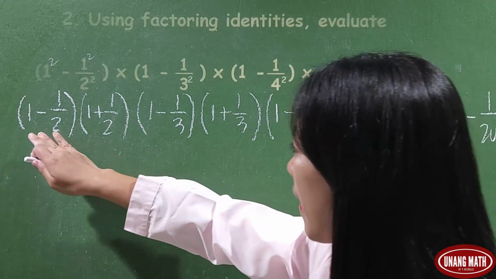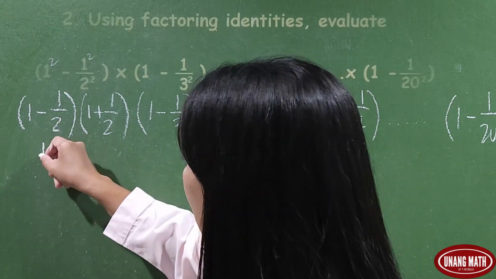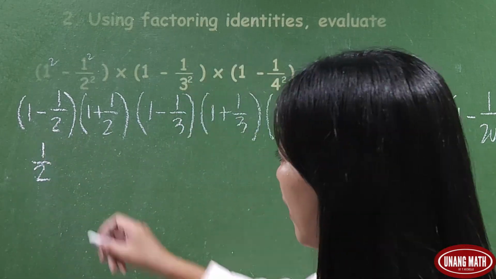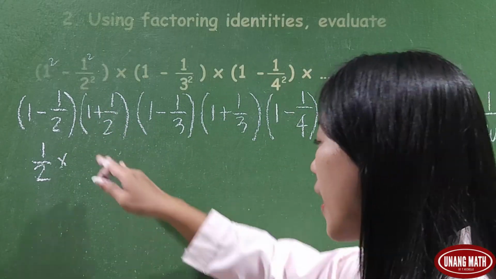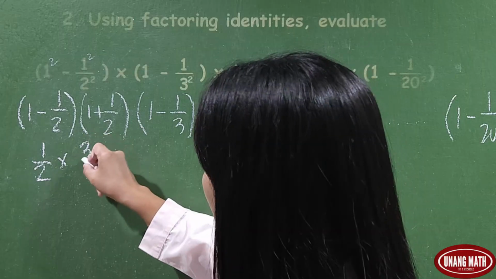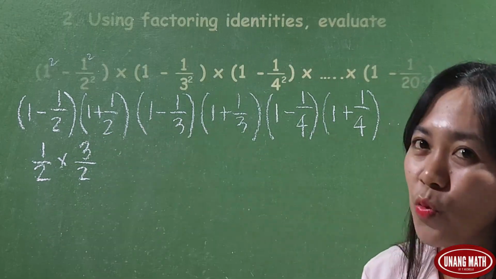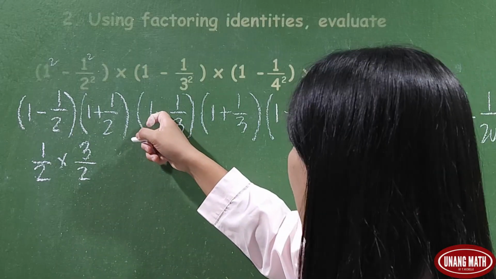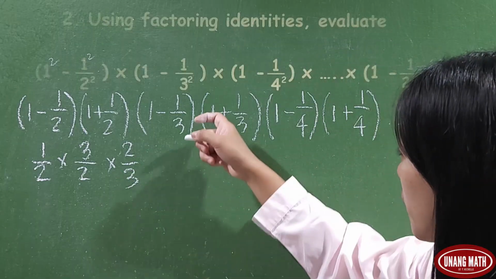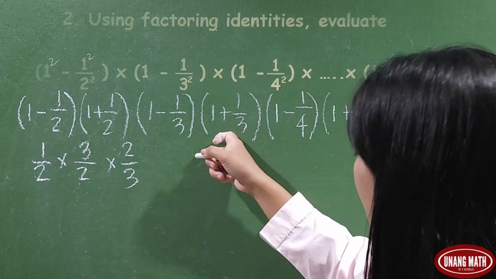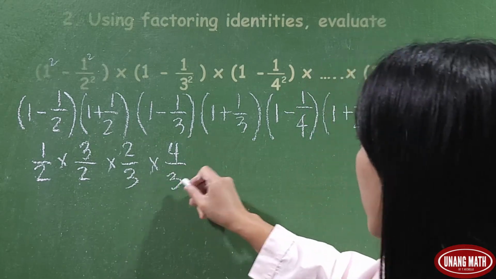Okay, 1 minus 1 half. This is 1 half. Okay, times, what about 1 plus 1 half? This is then equal to 3 over 2. 1 minus 1 over 3, then this is equal to 2/3. So times 2/3. 1 plus 1 over 3, this is then equal to 4 over 3.